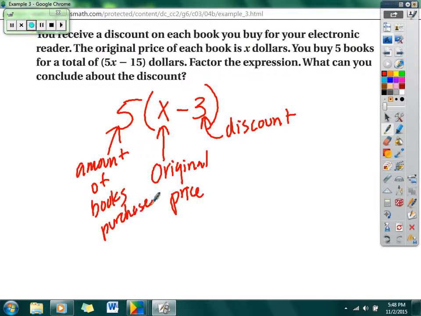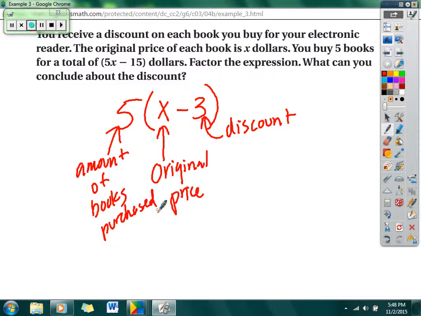Purchased. And so this is really helpful to us because if I just looked at 5x minus 15, that doesn't really tell me a lot. But if I know that x is the price of the books, I know that I'm subtracting $3 for each book, and I bought 5 books. All right, let's do one more example together.